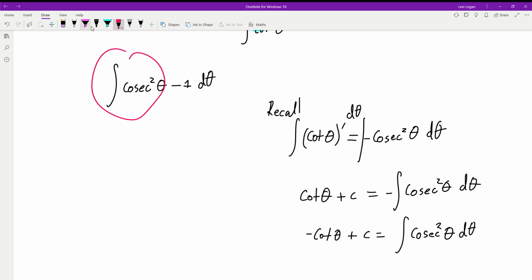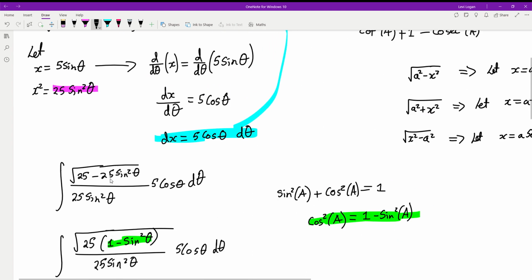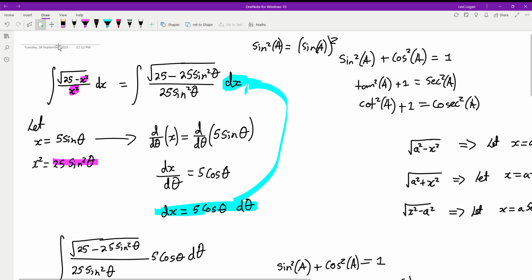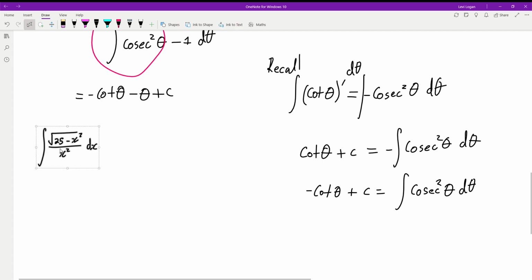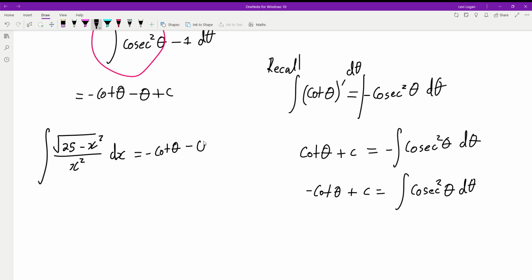Integral of 1 is just theta, so this is going to be equal to negative cot theta minus theta plus c. Okay, so if I take our original integral, and I get rid of my highlights, so I'll go x squared and x squared. If I take that and bring a copy down here and make that bigger, this is equivalent to this, negative cot theta minus theta plus c.